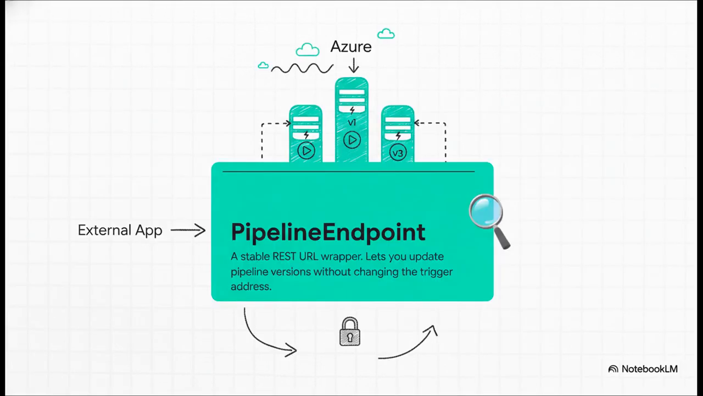Now, this is a really cool part. Once you publish a pipeline, you can trigger it with a REST endpoint. But what happens when you create a new, better version of that pipeline? Well, that's where the pipeline endpoint becomes your secret weapon. It's basically a permanent, stable URL that sits in front of your pipeline. You can swap out the pipeline version running in the background as many times as you want, and any app that calls it never has to change its address. It's an incredibly powerful way to handle updates seamlessly.